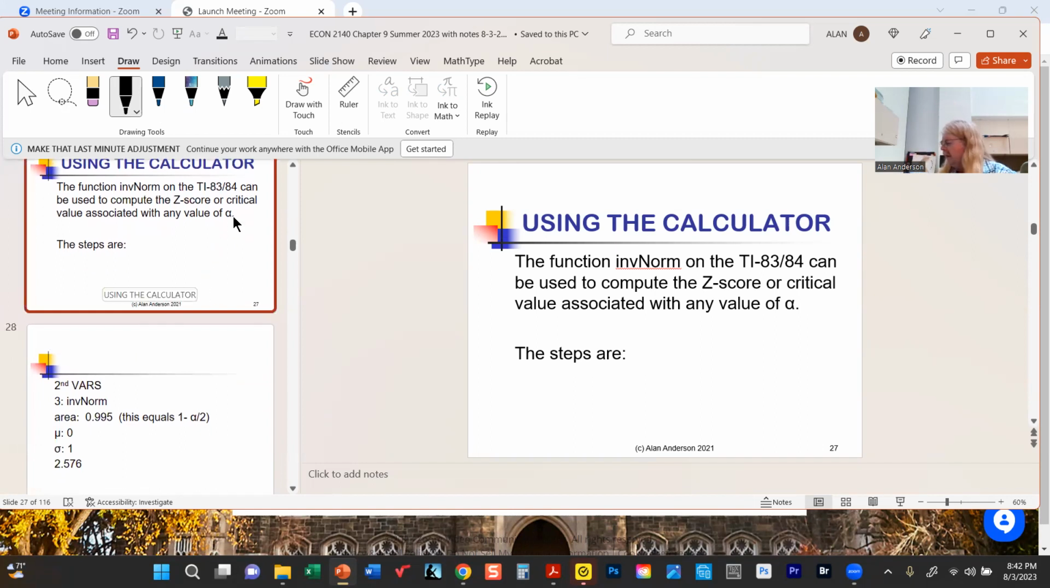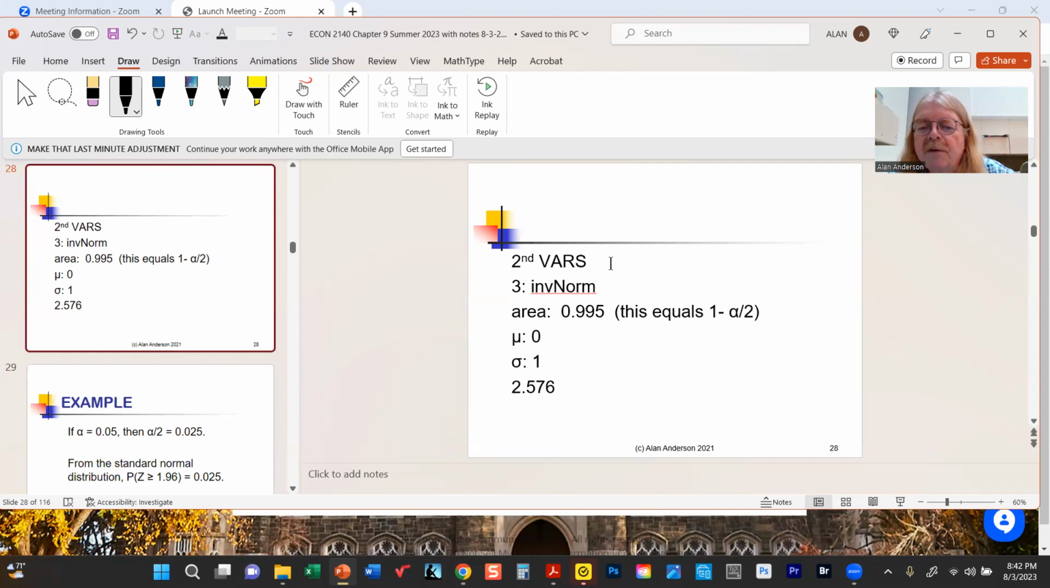So you're looking at your TI-84, and what you're going to do is go to the second vars menu, which is where normal CDF is found in the first place. The function you want here is INV norm. Now, the reason why it's called that is because it's the inverse of the normal distribution.